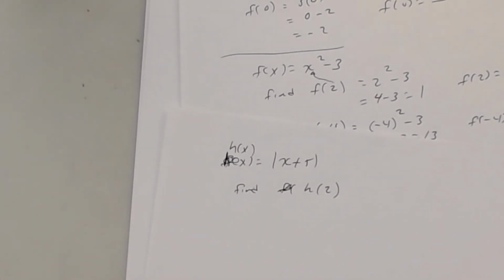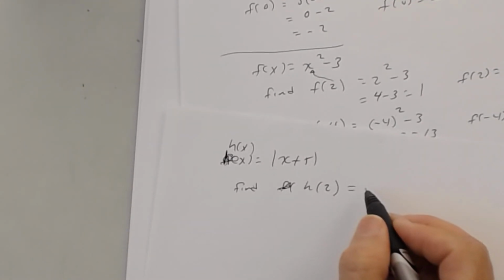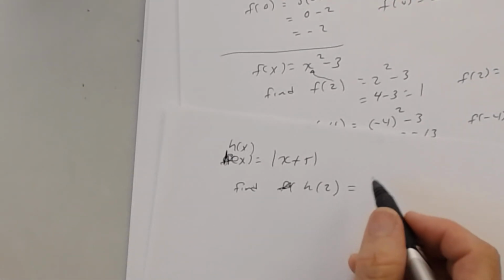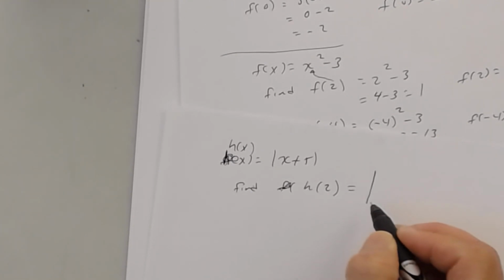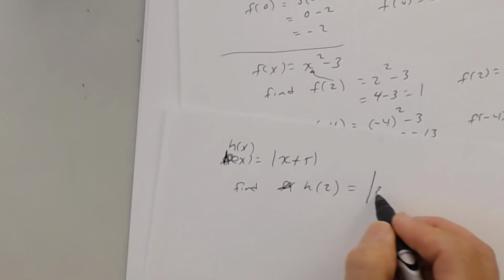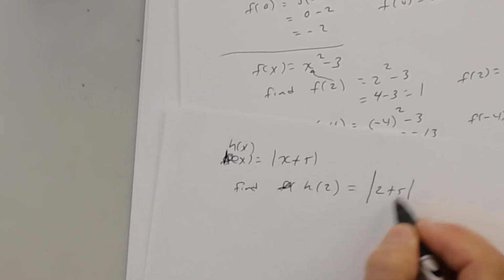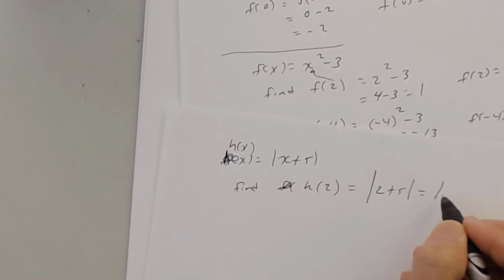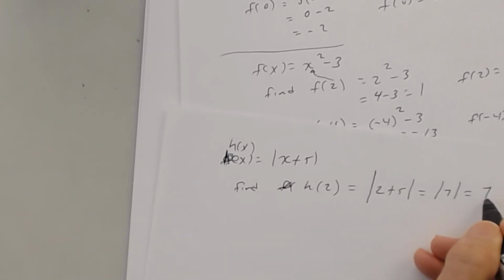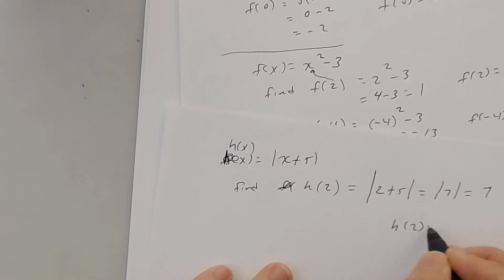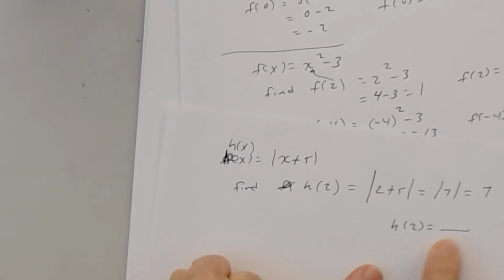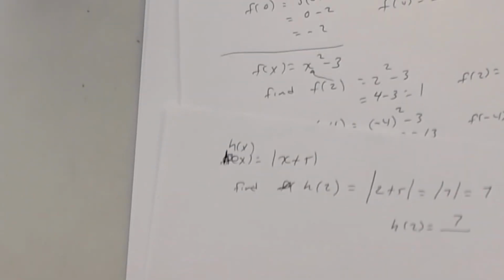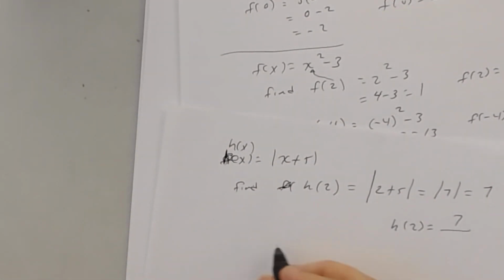H of 2. So how do we find h of 2? Where we see the variable x, what do you plug in? 2. So it becomes the absolute value, and you need the absolute value bars still, of 2 plus 5. What's 2 plus 5? 7. So you say the absolute value of 7 equals what? 7. So in the blank, you'll put 7. That means that when x is 2, my y value is 7.